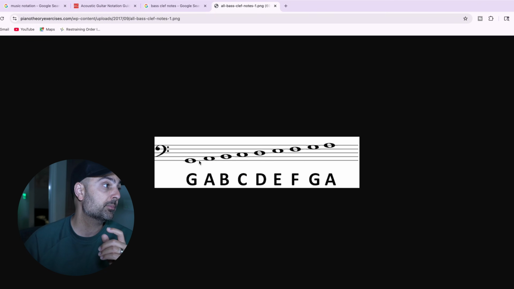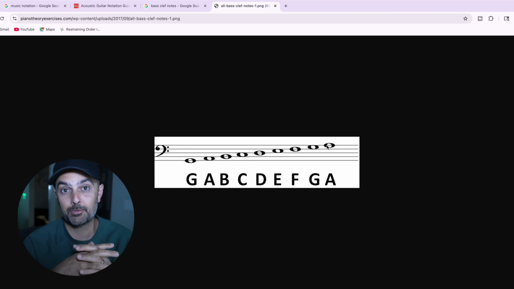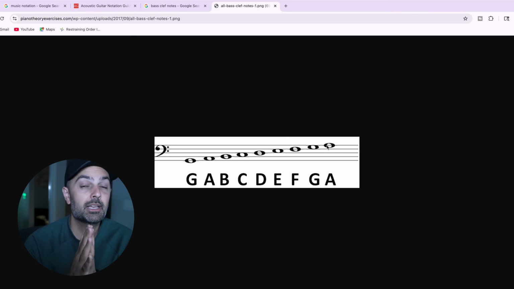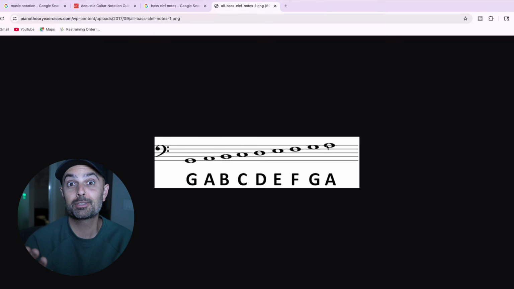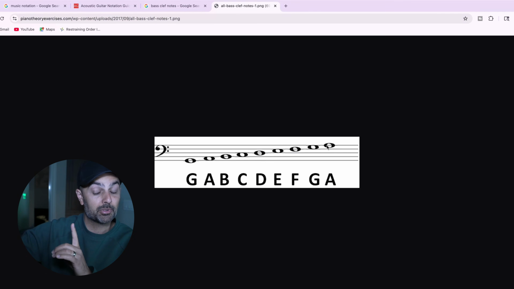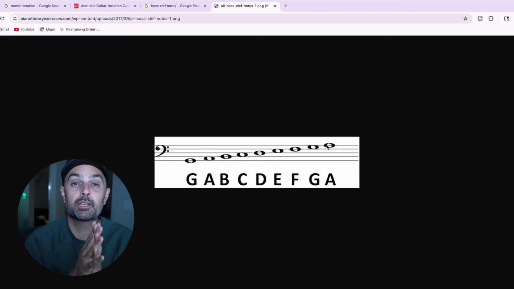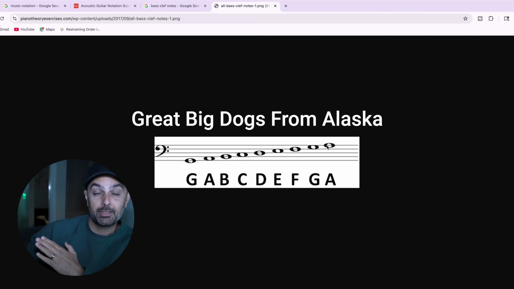The bass clef has the 5 lines and the 4 spaces, just like the treble clef. Those 5 lines are G, B, D, F, and A. And yes, we're going to do another acronym for this, right? G, B, D, F, and A. We're going to start thinking about dogs. The first one was every good boy deserves fudge, or every good boy does fine for the treble clef. For the bass clef, we're going to think about dogs. Great big dogs from Alaska.